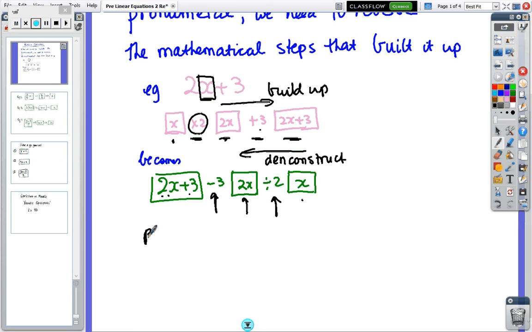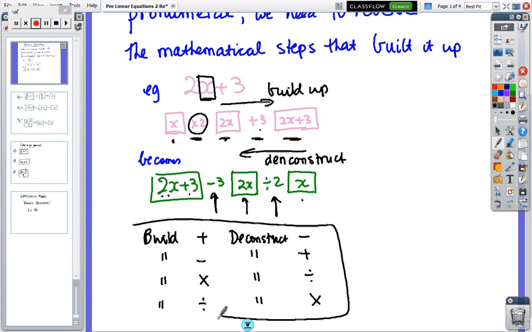So when you were building it up, you were plussing numbers, but to deconstruct, you subtract. So if I was building up with a minus, I'm going to deconstruct with a plus. If I've built it up with a times, I'm going to deconstruct with a divide. And if I built it up with a divide, I will deconstruct with a times. So we're doing the deconstruction by doing the opposite operation. Okay, so we'll go through a few more examples.